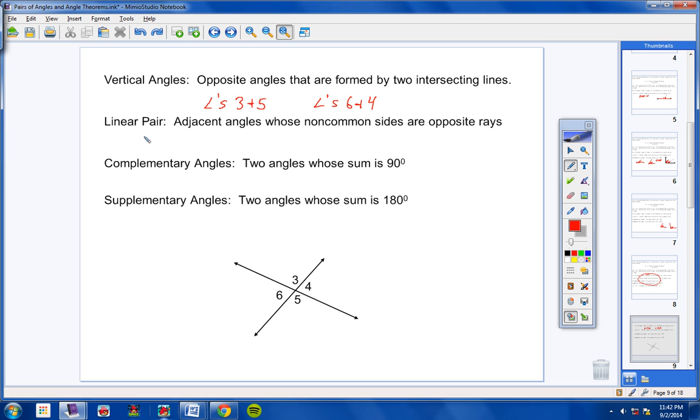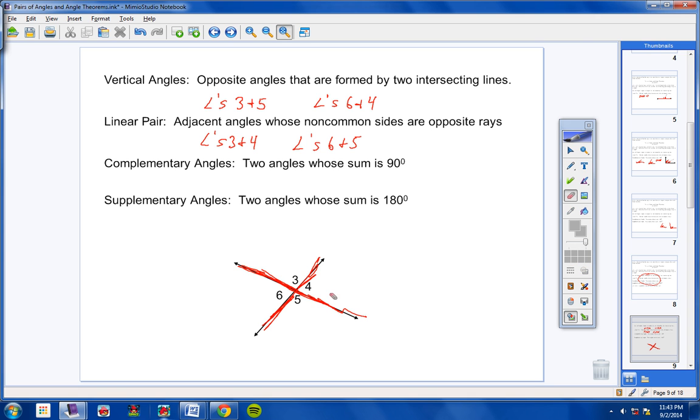Okay, a linear pair. A linear pair is when you have a straight line and then a line coming off of it. So here's a straight line right here. And here's a line coming off of it. So angles 3 and 4 are a linear pair. But hold it, there's another line. Here's this line right here. There's another line coming off of it right here. And so angles 6 and 5 are also a linear pair.